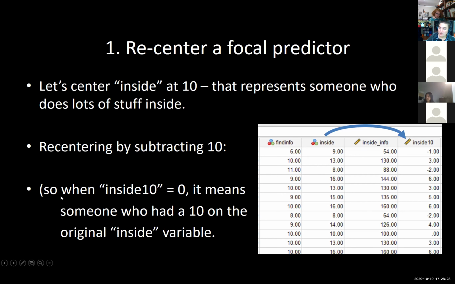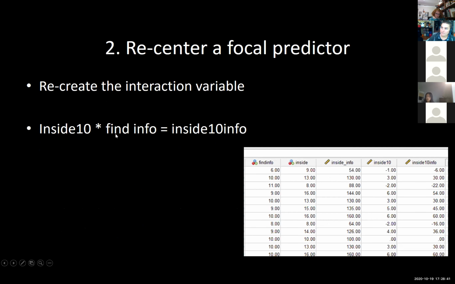Okay, so when inside 10 equals 0, it means that on this other variable, inside, they scored a 10. So that was step 1.